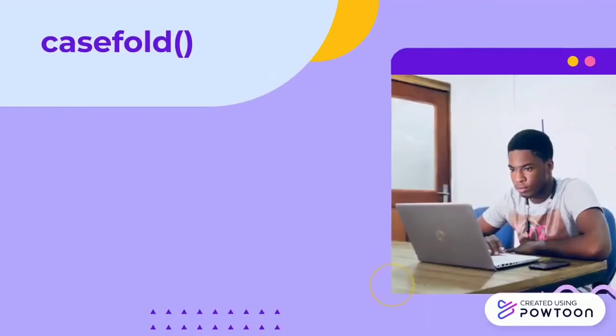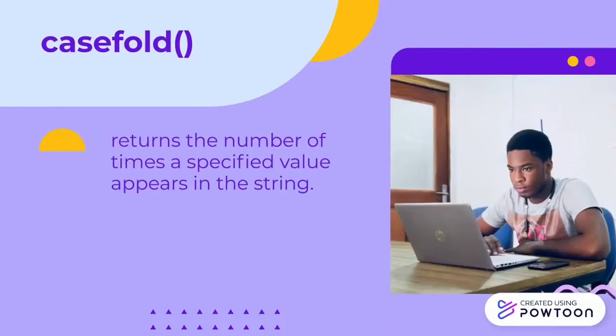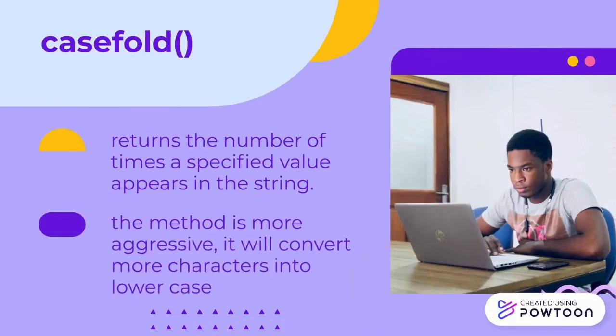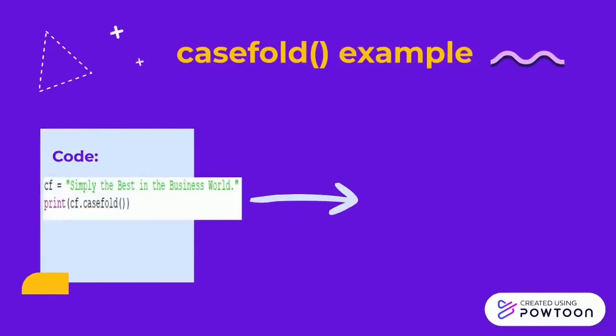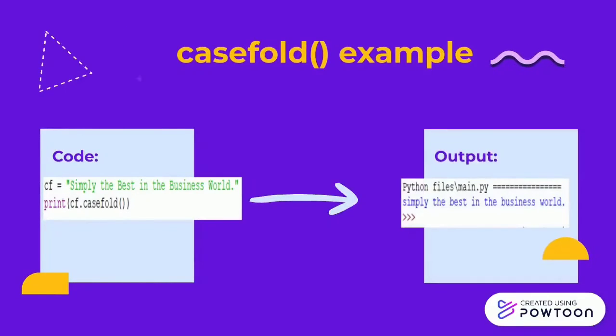13th, casefold. Returns a string where all characters are lowercase. The method is more aggressive, it will convert more characters into lowercase. In this example, we have used the casefold method. This outputs the lowercase phrase.